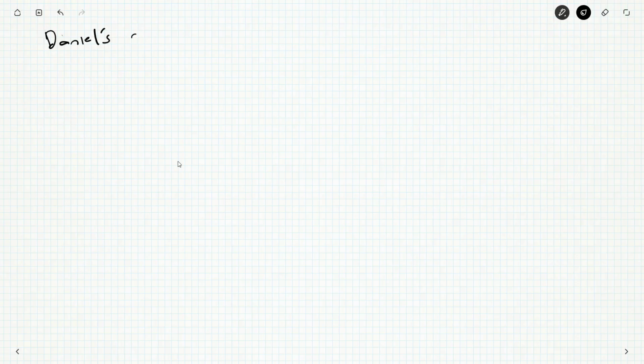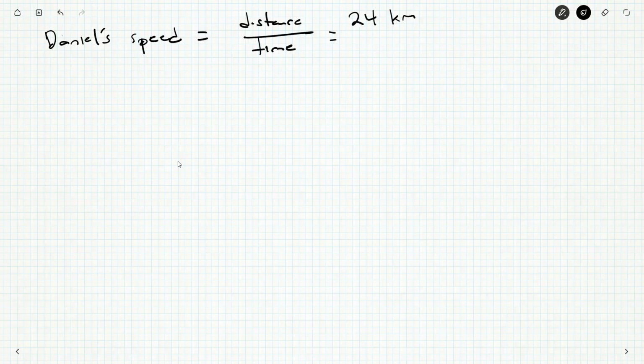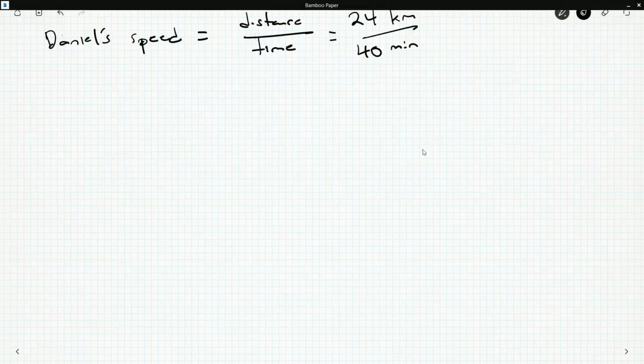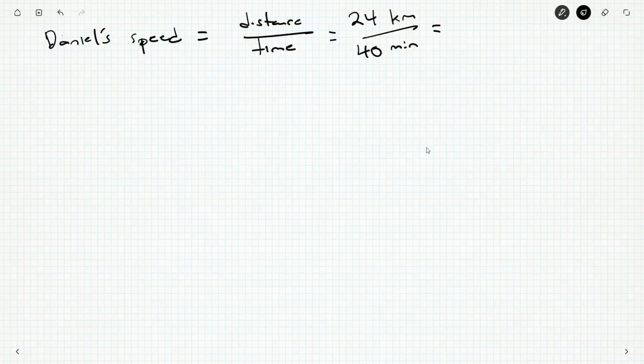So Daniel's speed, because it's constant, is just the distance over how long it took him to go that distance, the time. Well, he went 24 kilometers in 40 minutes. So in terms of kilometers per minute, we can know his speed. All right, just make sure we got the numbers correct. All right. So 24 kilometers, 40 minutes.